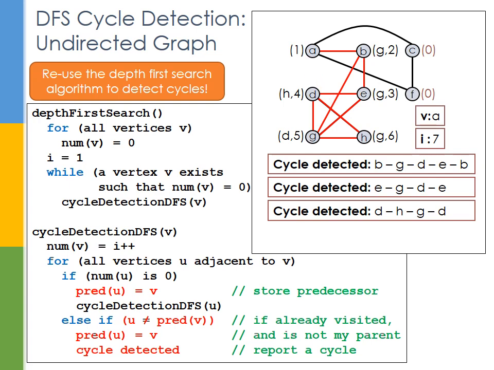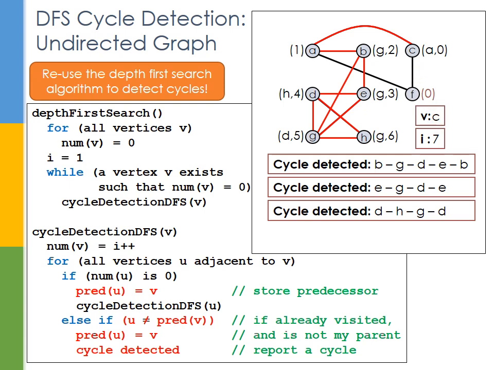considered. So now we've finished dealing with vertex A and its adjacent vertex B. So now we need to consider the next adjacent vertex for vertex A, and that will be vertex C. So now we look at vertex C's number, which is 0. So we need to set the predecessor of C to the current vertex, which is A, and then we move on to the next execution of the cycle detection DFS function, where the current vertex that we are now considering is vertex C over here.